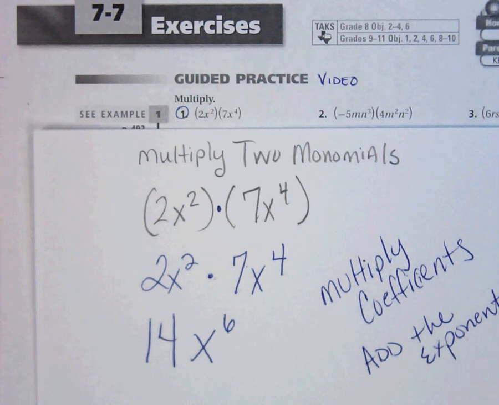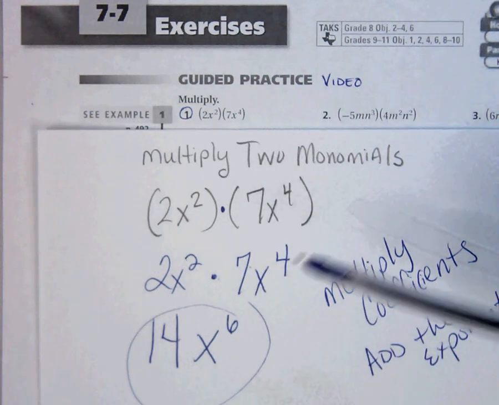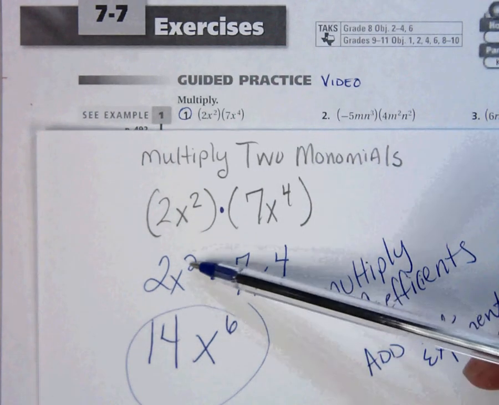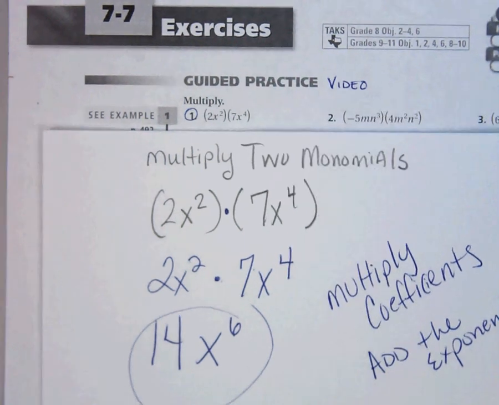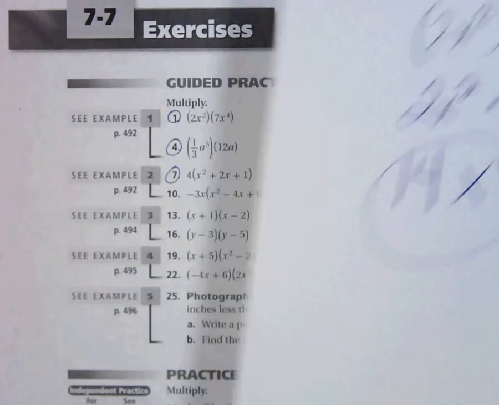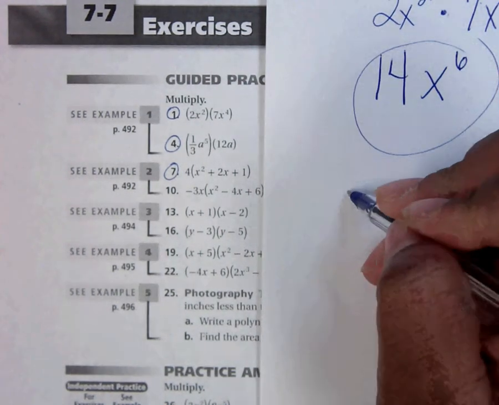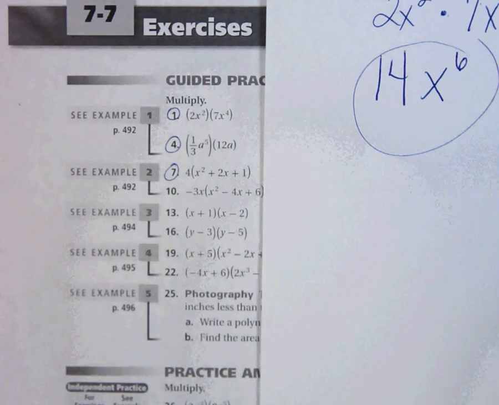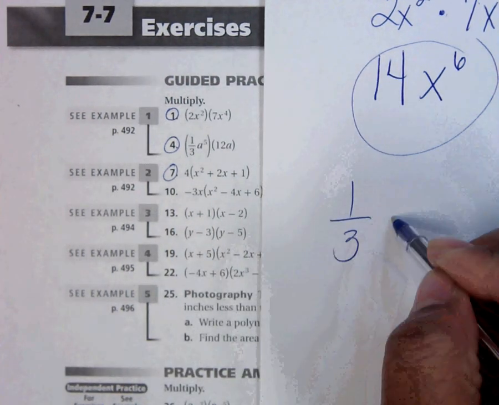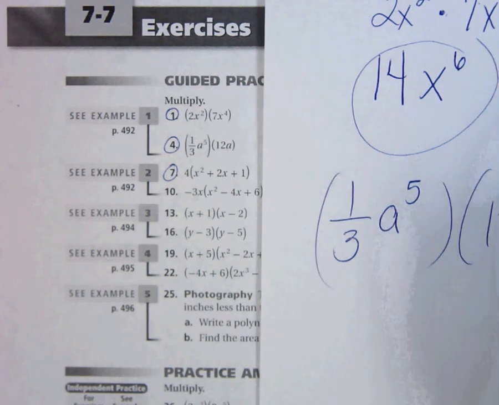Okay? And this is the final answer. So we multiplied 2 and 7, but we added 2 and 4, the exponents. Moving on to the next question. Number 4. Number 4, this is a monomial, this is a monomial. We're still multiplying them. 1 over 3, a to the 5th, times 12a.